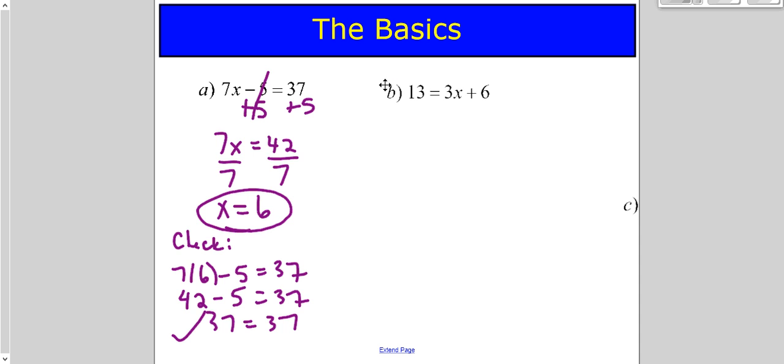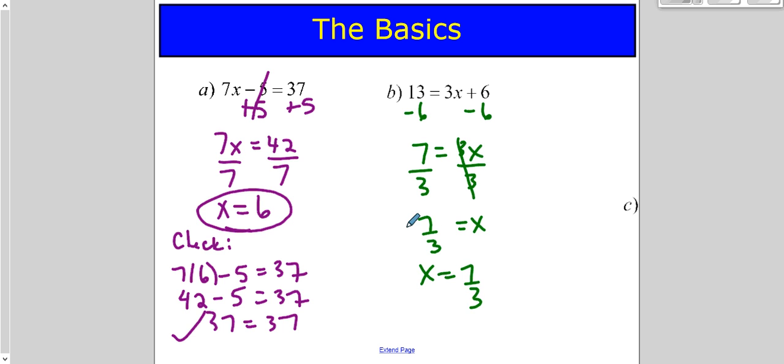Okay, let's try another one here. In this case, I have 13 is equal to 6x plus 6. Again, I'm looking for what's being added or subtracted directly to my x, which is this plus 6. So let's subtract 6 from each side. 13 minus 6, of course, is 7. And then we can divide each side by 3. That will eliminate the 3 in front of the x, and I get x is equal to 7/3, which is the same thing as saying x equals 7/3 this way. So that's the same, by the way.